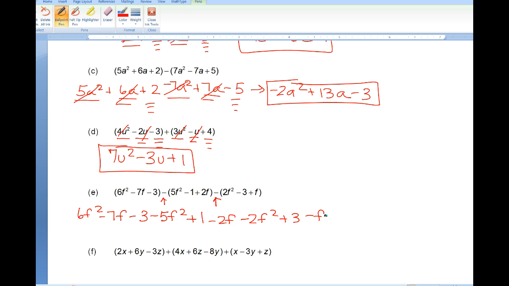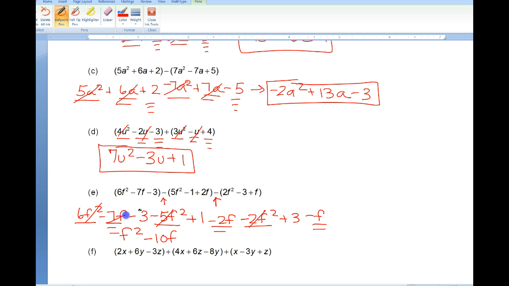And now I'm going to find my like terms. So I have 6f squared minus 5f squared minus 2f squared. So 6 minus 5 is 1, and 1 minus 2 is negative f squared. So now I'm finished with those. I'm going to go to my f's. Negative 7f minus 2f minus f. So negative 7 minus 2 is negative 9, minus 1 is negative 10f.